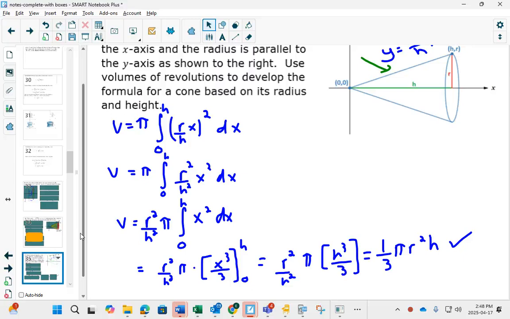Cylinder is really boring because the line is just flat. And cylinder is boring because it's just adding up the same circle all the way, so it's really not too crazy. So now you see where the 1/3 comes from.